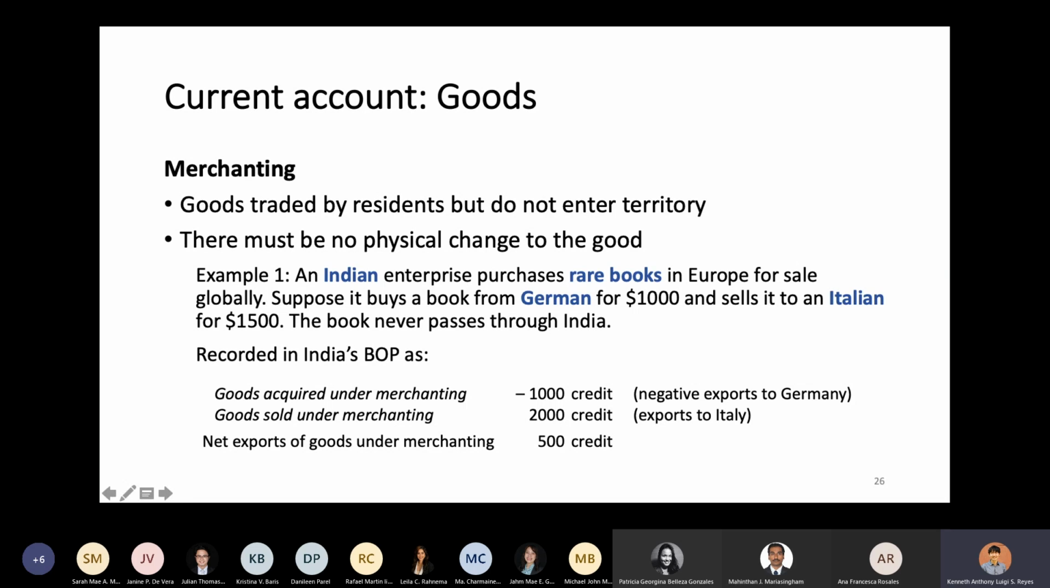By convention, it will be recorded as a negative credit, or negative export, to Germany, and then when it is sold, this time it's a credit. And then the net will be under net exports of goods under merchanting. Arithmetic, right.